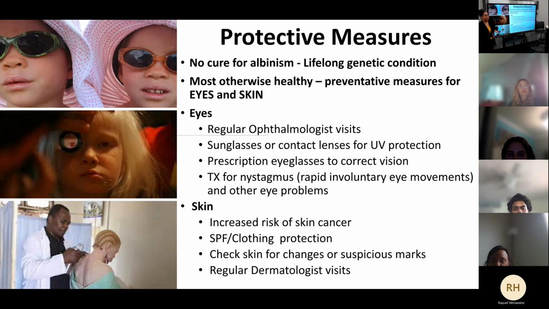First of all, there's no cure for albinism, but there are possible cures for the immunodeficiencies that I talked about, such as Chediak-Higashi. So protective measures that they can take are protecting their eyes with sunglasses, or glasses if they're having trouble reading, and visiting their ophthalmologist and their doctors or dermatologists for any suspicious colorings or marks on their skin. They can also treat their nystagmus, and this will be via surgery.